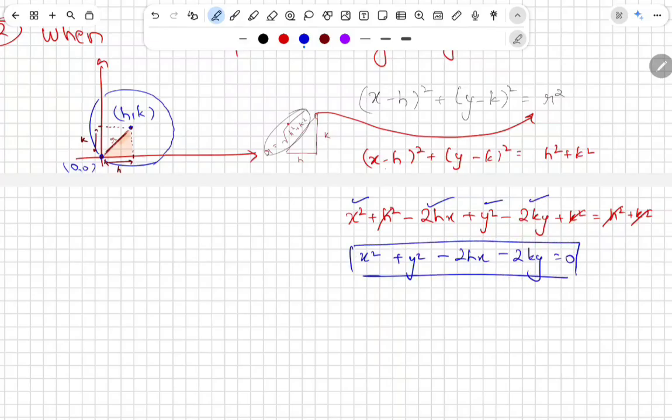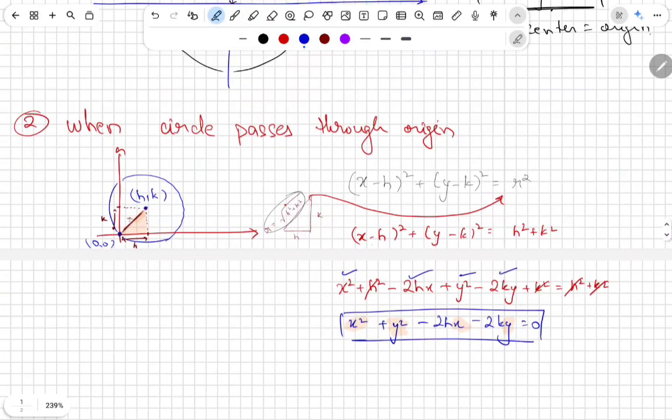So as you can observe, we have x square term, we have y square term, we have x term, and we have y term. There is no constant. So when circle passes through origin, the equation lacks a constant term. Equation will not have a constant term. It will only have x square, y square, x term and y term.